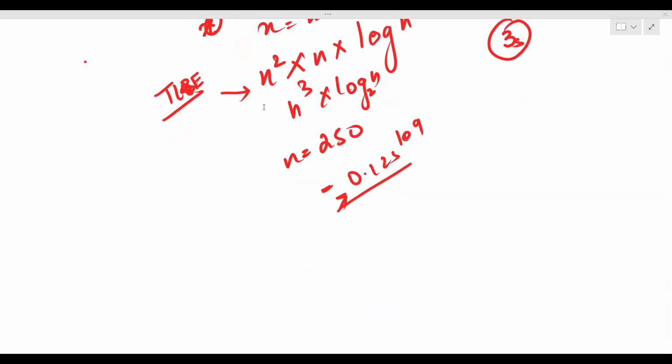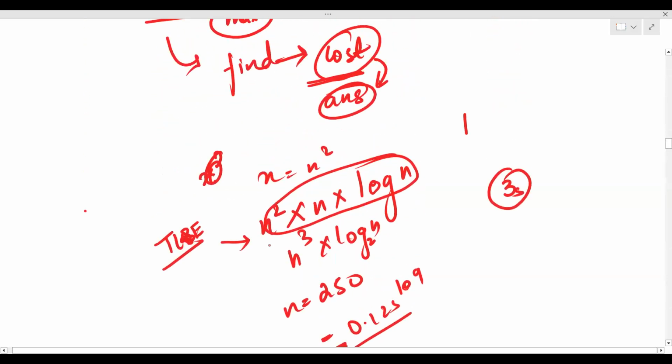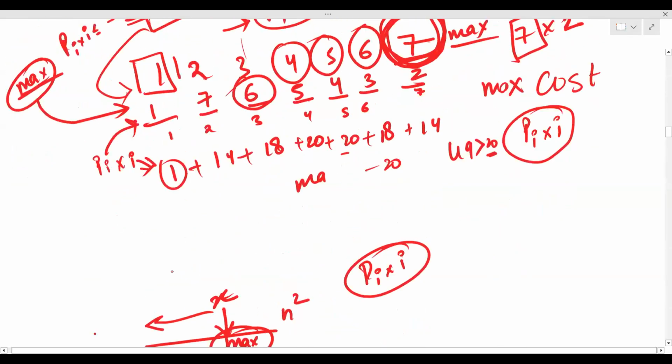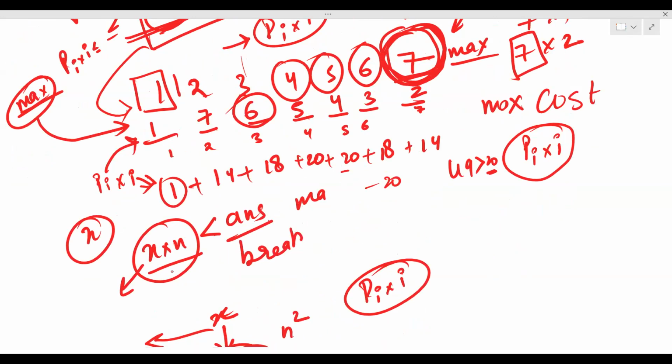So sometimes my solution has a time complexity of theoretically this only, but you can break your loop. If you're checking for some x and it turns out that x into n is less than your answer that you have calculated till now, then there is no need to check for all the values of x below this point, right? So I can simply break. There is one more thing that you can do.